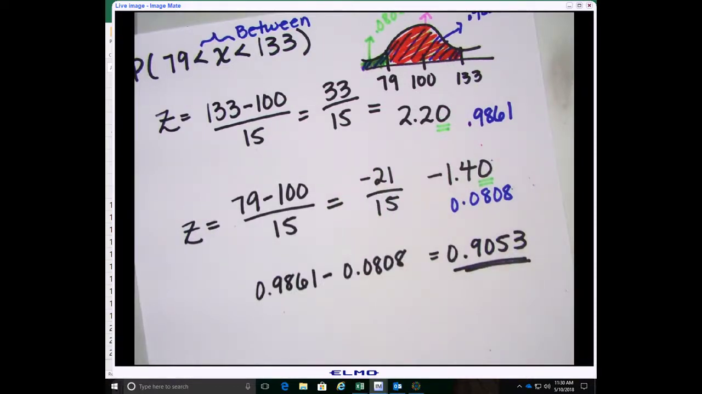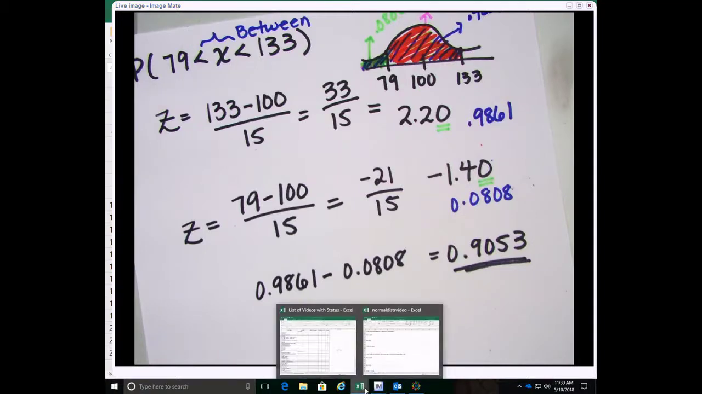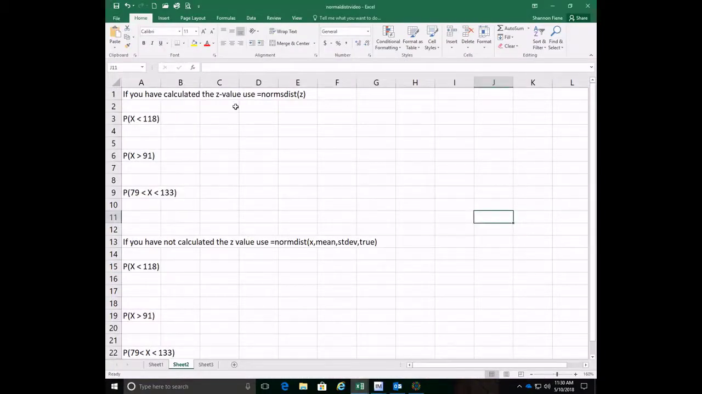Let's jump over and do these same calculations in Excel. We can do them 2 different ways. The first one is using the NORM.S.DIST. And if we do the NORM.S.DIST, we need to know our z-values. So I'm just going to punch in our z-values. Here we got a z-value of 1.20. We'll label this column Z. Here we got a z-value of negative 0.60. And recall here we had 2 z-values, 2.20 and negative 1.40.